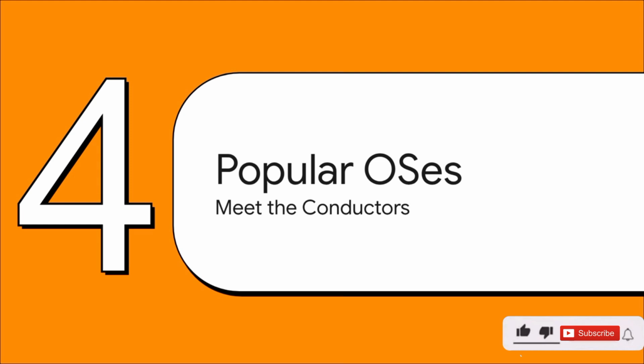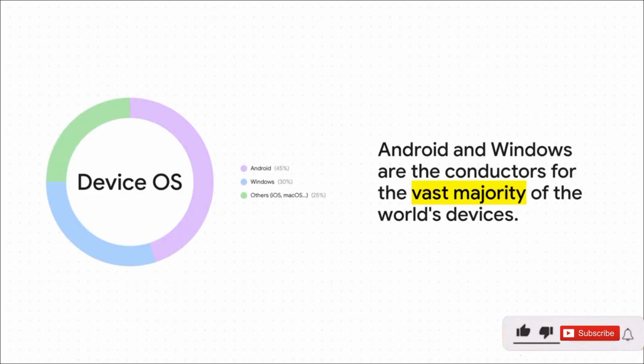All right, we've got the theory down. Now let's meet the rock stars of the OS world, the names you definitely know and probably use every single day. And if you look at who's running all the devices out there in the world, I mean, the picture is just wild. It's basically a two-horse race, Android and Windows. Together, they are running the show for a huge, huge chunk of the planet.